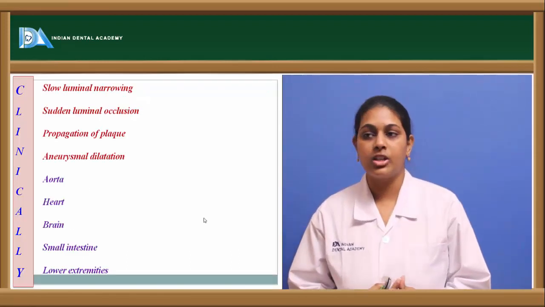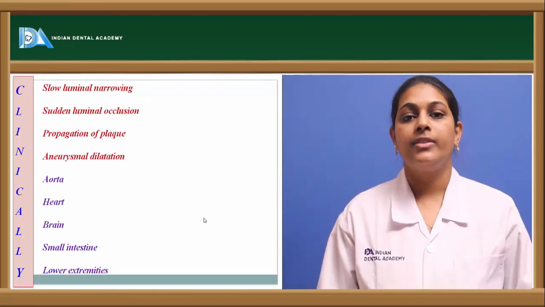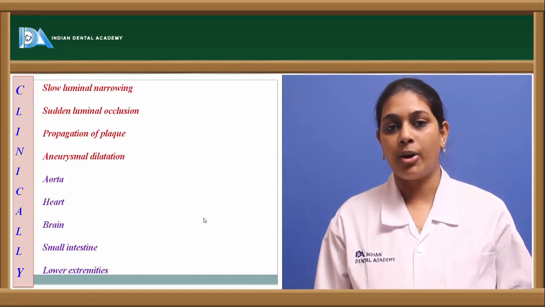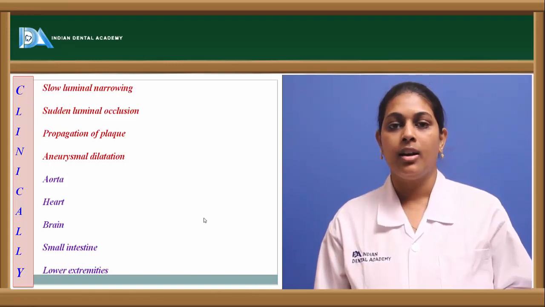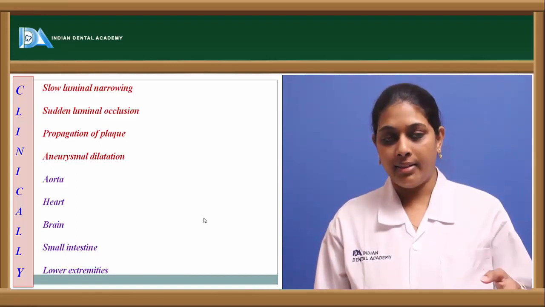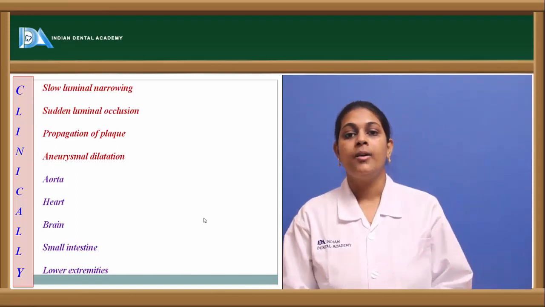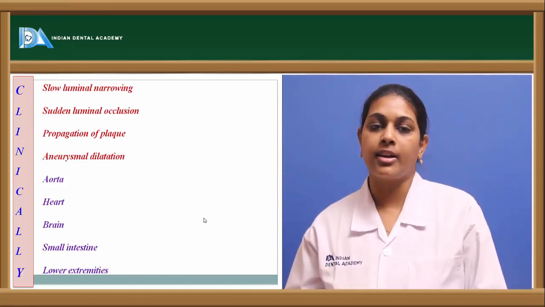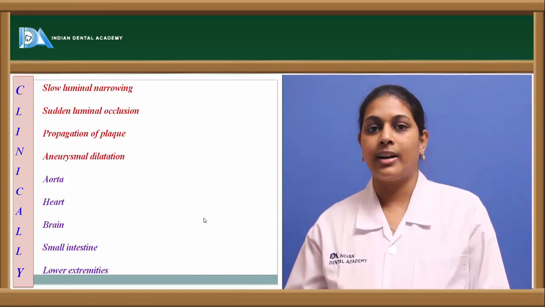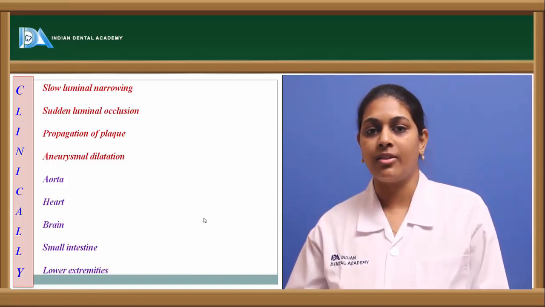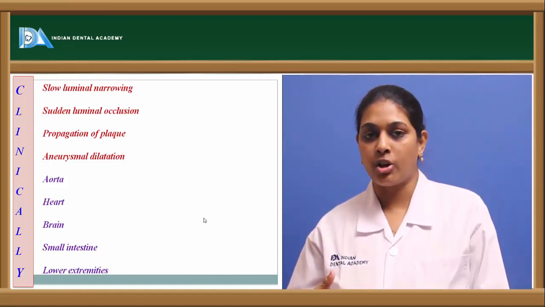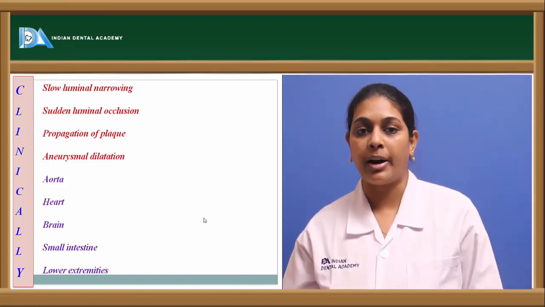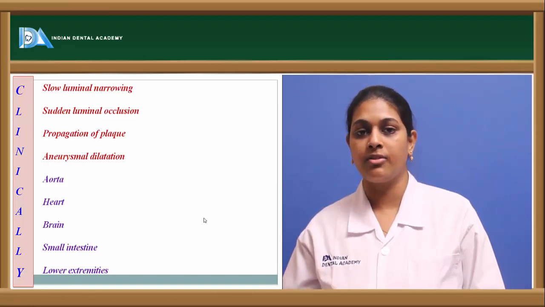Coming to the clinical features, how atheroma appears, there is luminal narrowing seen, that is narrowing of the lumen of the artery, which will result in ischemia, that is reduced blood supply. Then there will be sudden luminal occlusion, which might result in infarction or necrosis, that is a block in the blood flow is known as infarction. Then propagation of the plaque can be seen. The plaque which has been formed tries to propagate and might be progressive.